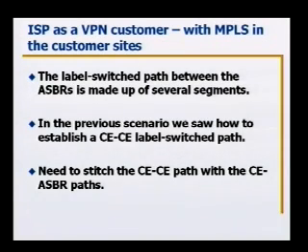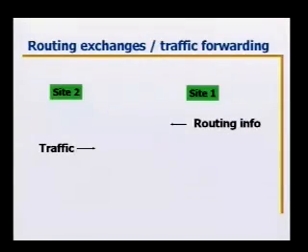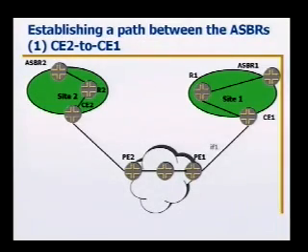So in the previous scenario where the ISP was a VPN customer and didn't have MPLS within the site, we've seen how to establish a label switch path between the CEs. Now we're going to see how we stitch this label switch path to the MPLS that exists in each one of the sites. Again, we're going to see routing information flowing in one direction and traffic in the other one. I don't think there is much point in going again over how we establish the path between CE and CE, because we've just seen it.